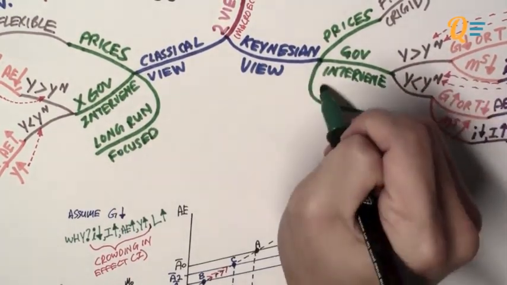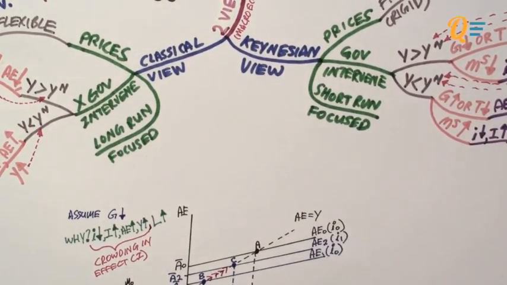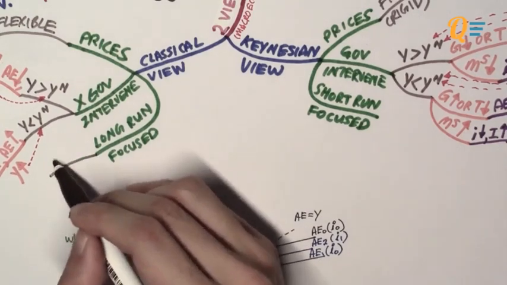Thirdly, the classical view focuses on the long run, and the Keynesian view focuses on the short run. Well, this makes sense because it is in the long run where prices tend to be flexible, and in the short run, the prices tend to be rigid, or fixed. And that is why the classical view looks at the long run, and the Keynesian view looks at the short run. So let's look at the type of graphs you need to analyze the classical view.